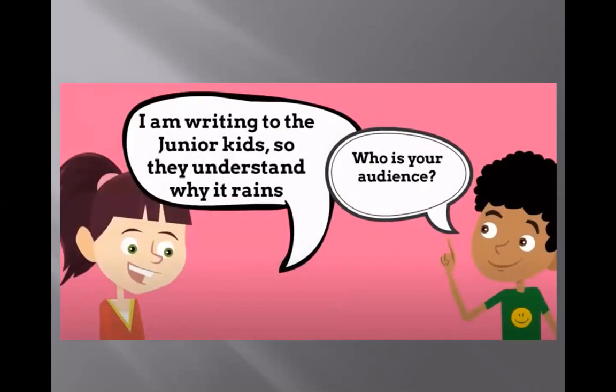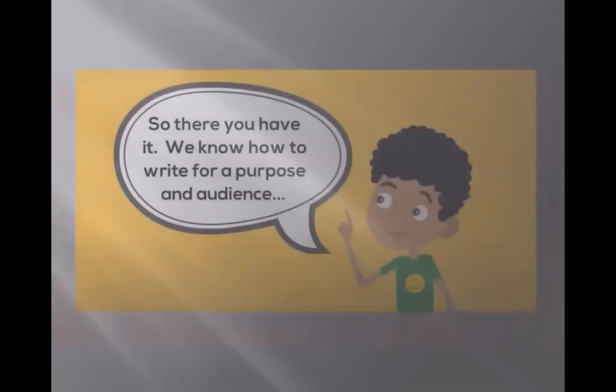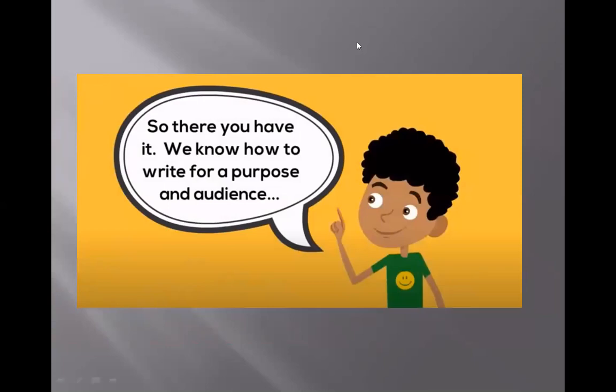So I'm writing to the junior kids so they understand why it rains. And this is her audience. Okay, so there we go. Now we understand that when we are talking about purpose and audience, all of them are related to one another. And one thing that really dictates the purpose and audience is the language that is used, the context, the content that is being used in that writing.